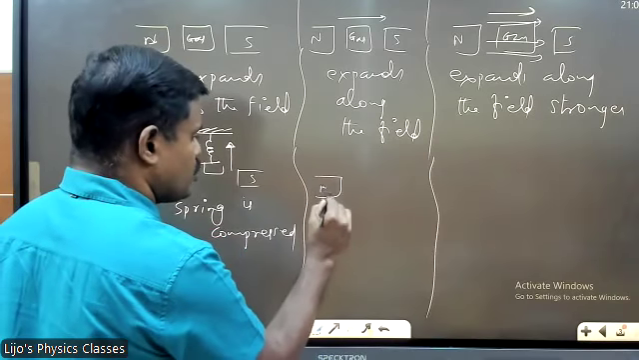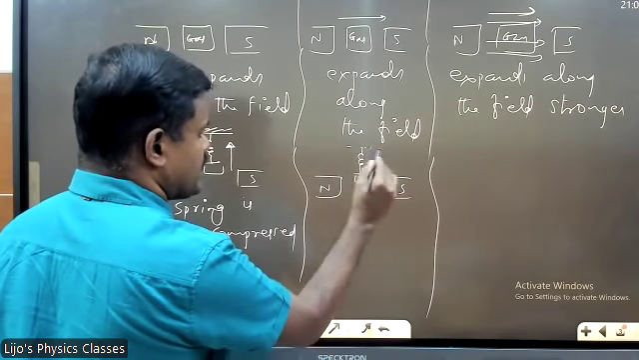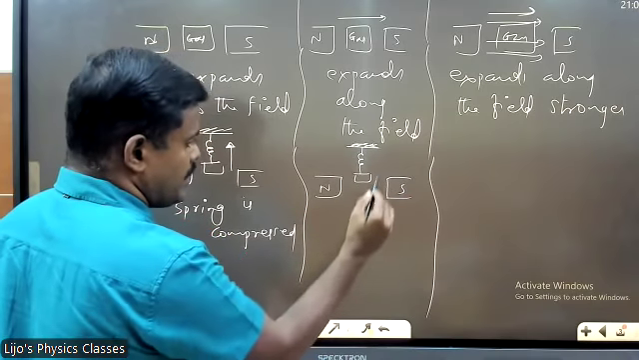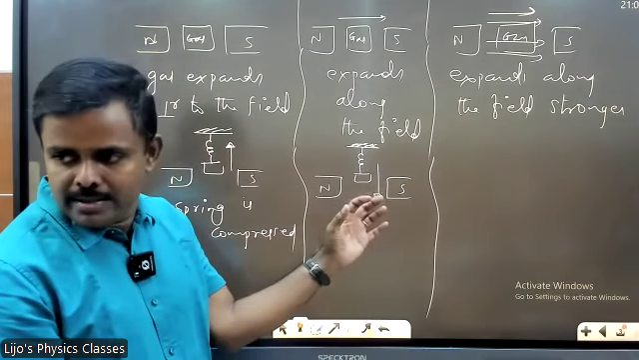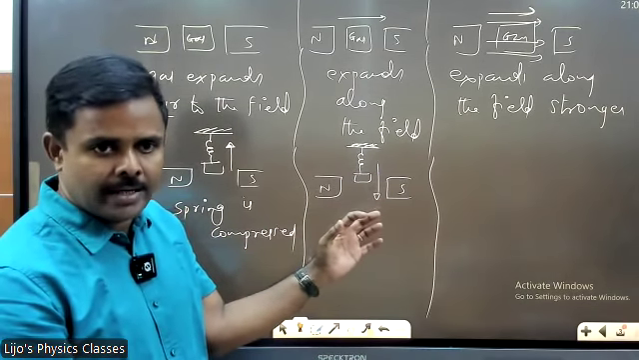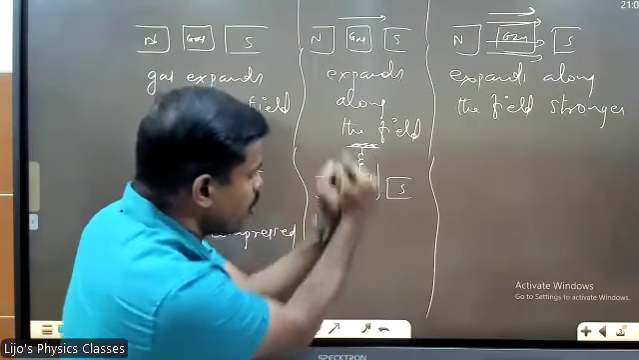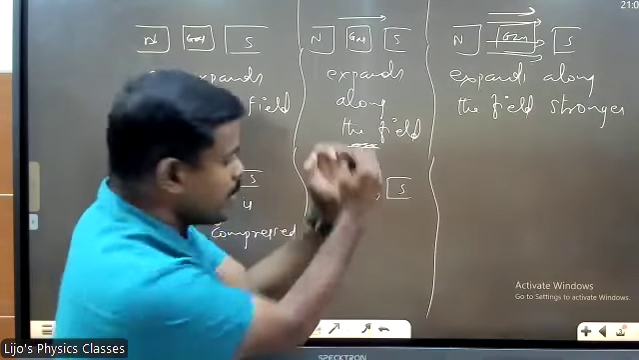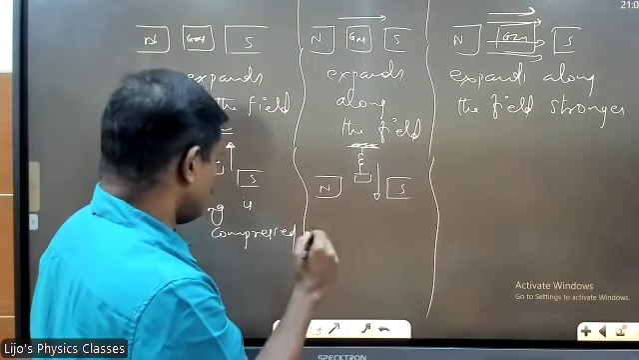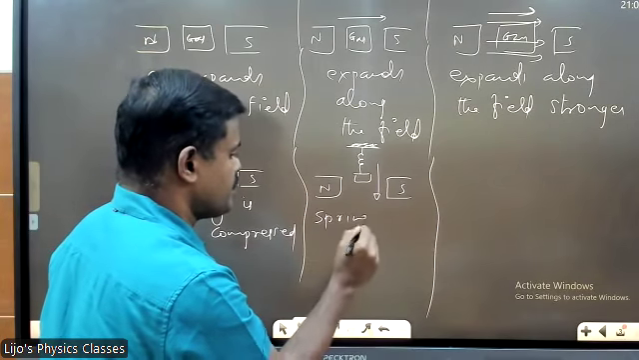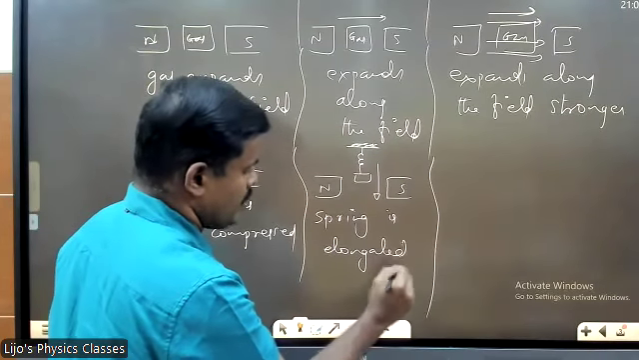How about this one, north pole and south pole? We have a spring and a magnetic substance. This column belongs to paramagnetic, which means it'll be pulled inside, right? Correct. This will be pulled into the magnetic field, attraction. But weak attraction. So I can say the spring is elongated or stretched.